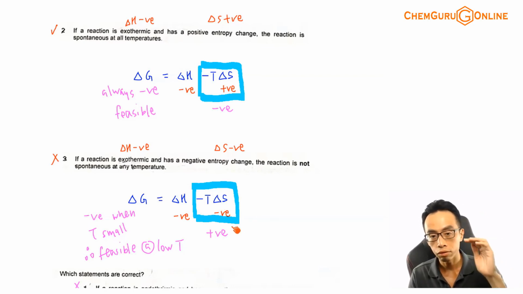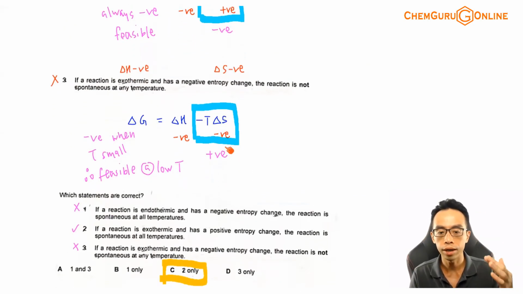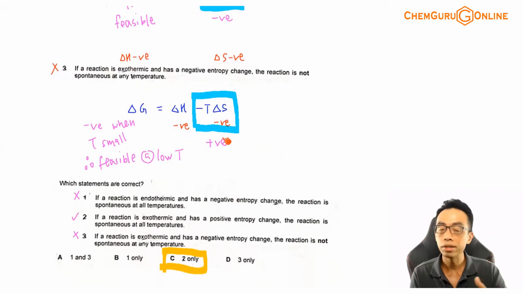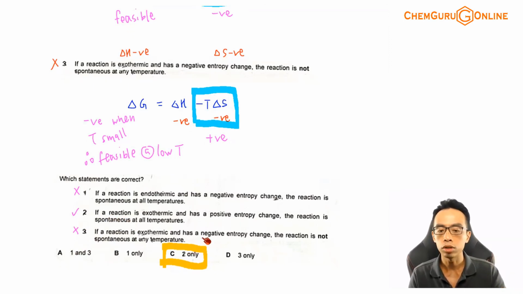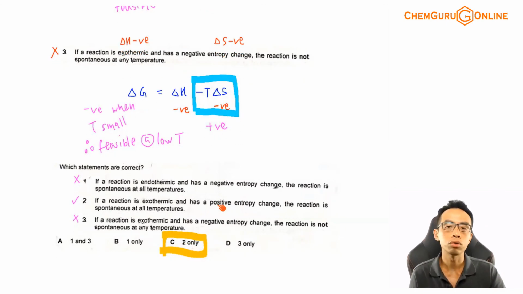So now we have run through all these possibilities. We can look through these options A, B, C, D, and see which is my answer. We know that statement 1 is false. We know that statement 2 is true. We know that statement 3 is false. So if I run through the options A, B, C, D, of course, the answer to this question will be option C. Alright, so that was the discussion for question 11.